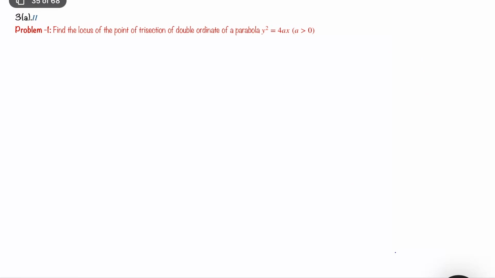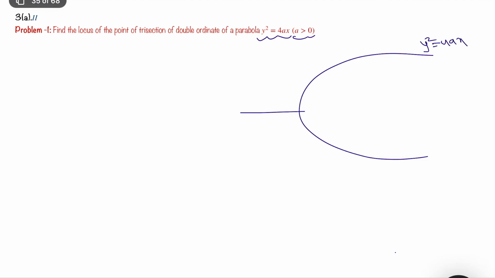Problem 1 from section 2 of the exercise 3A. Find the locus of the point of trisection of a double ordinate of a parabola y square equal to 4ax, a positive. Okay, let me draw this parabola y square equal to 4ax, whose axis is the x-axis.